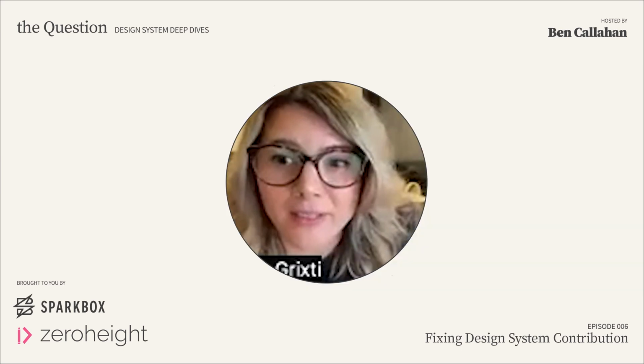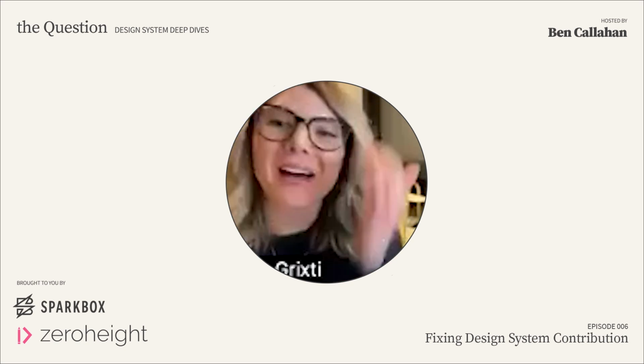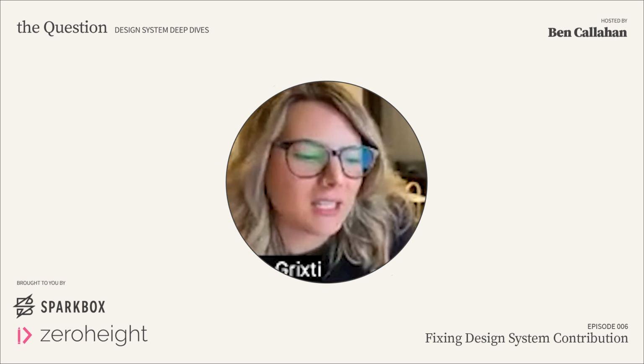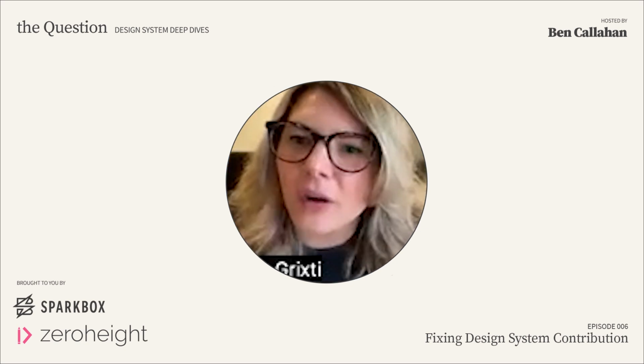I don't have a recommendation, but I do have a continuation, sorry to say. But I completely agree with both of your points, in terms of that barrier to entry always feeling a little bit too high with design systems.